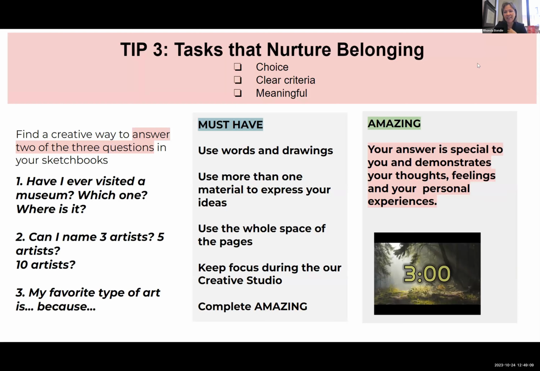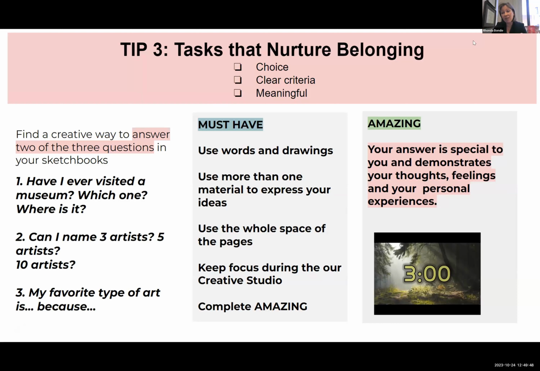So I highlighted here in this example task, find a creative way to answer 2 of the 3 questions. If question 1 was required for the course syllabus, it would be required question 1 and either 2 or 3. So everybody's always answering 2 questions, but they can have some autonomy and some choice in their question. Here we have what would make your response of high quality, of good work, which can be produced with the students or articulated by the teacher or co-created or a combination of both.